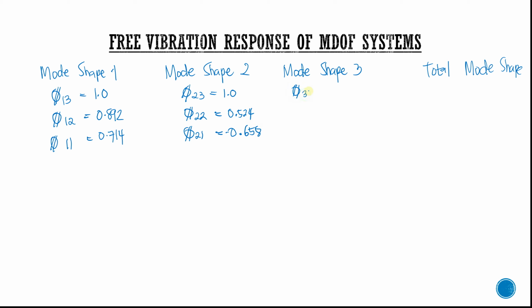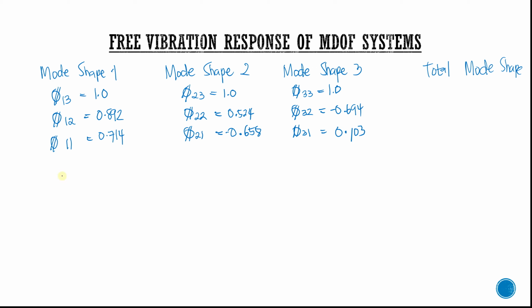And then for mode shape 3, the topmost floor is still at 1.0. The mode shape 3 of the second floor is equal to negative 0.694. And finally, the third mode shape of the first floor is equal to 0.103.